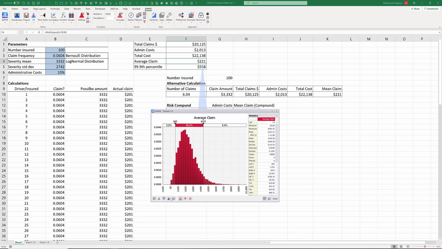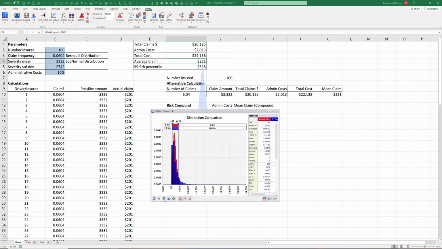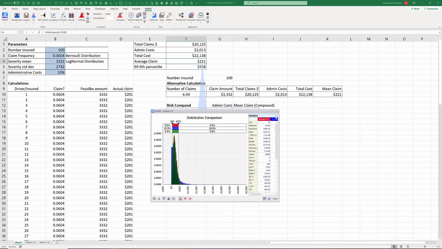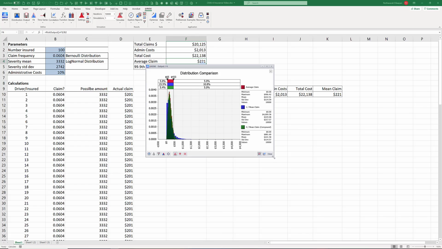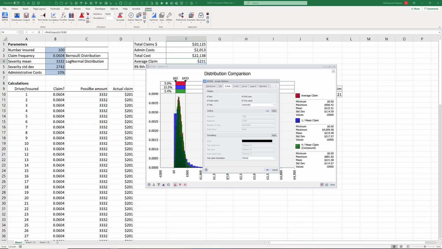Let's do an overlay. So that's average claim. We'll add an overlay with mean claim, so that is with independent. And then we'll do another overlay for the compound claim. So you can see how the compound claim is slightly higher, and we can probably zoom in, so let's change the axis option, say to auto, so minus 500, let's make that 0, and maximum say 2000.